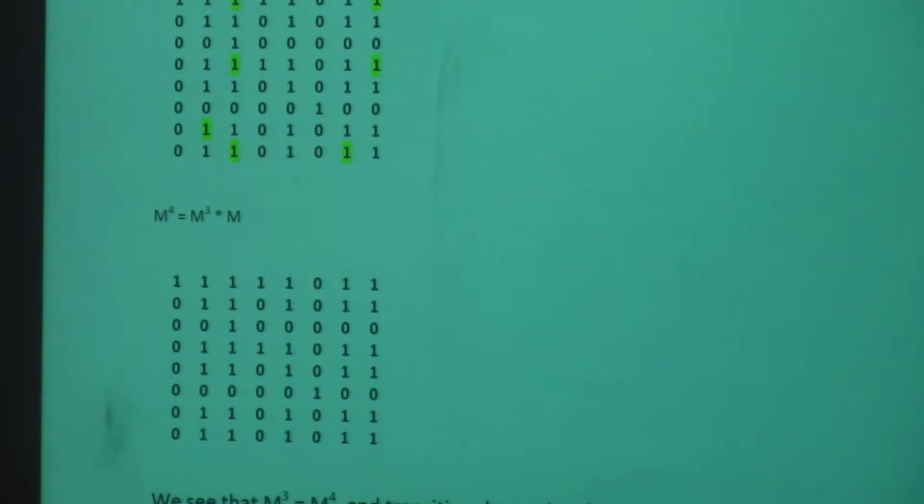Now I'm going to multiply M3 by M again. Notice when I do that, do you see any yellow here? No. Okay, what does it mean? It means that no new connections were made. Well, if no new connections were made, that means that M3 equals M4. That means that M4 times M is going to be M5, which is going to be equal to M4, which is going to be equal to M3.